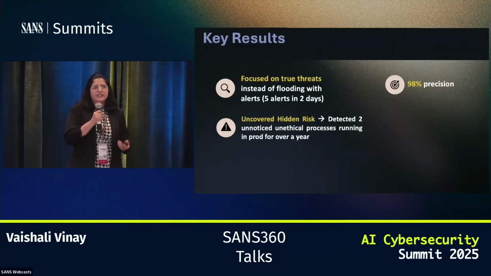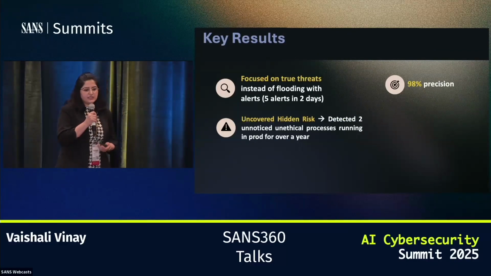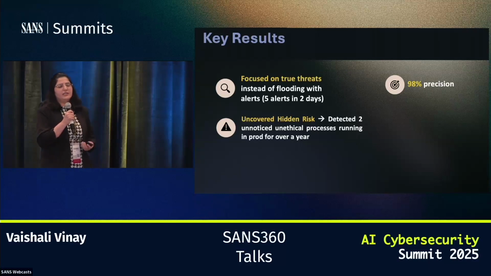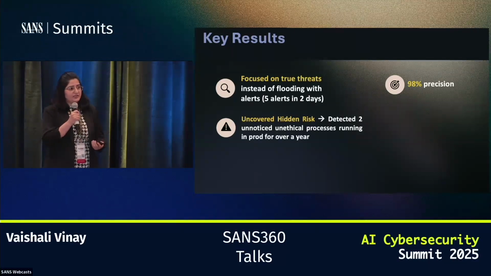When we ran SCADE over 2 days of data, we only had 5 alerts raised in the environment, with 98% precision. Along with this, we were also able to discover some unnoticed and unethical processes that had been running in production for over a year. That proves SCADE isn't just identifying anomalies, it identifies the right ones.